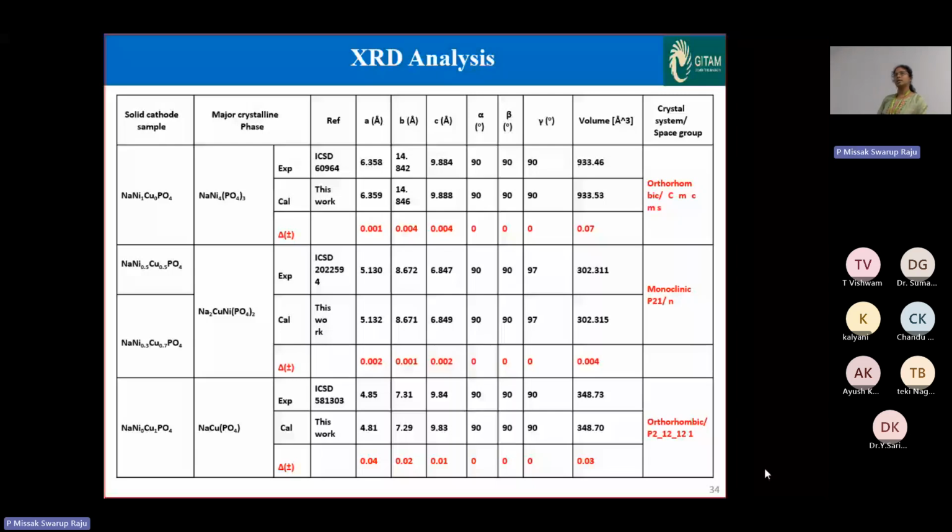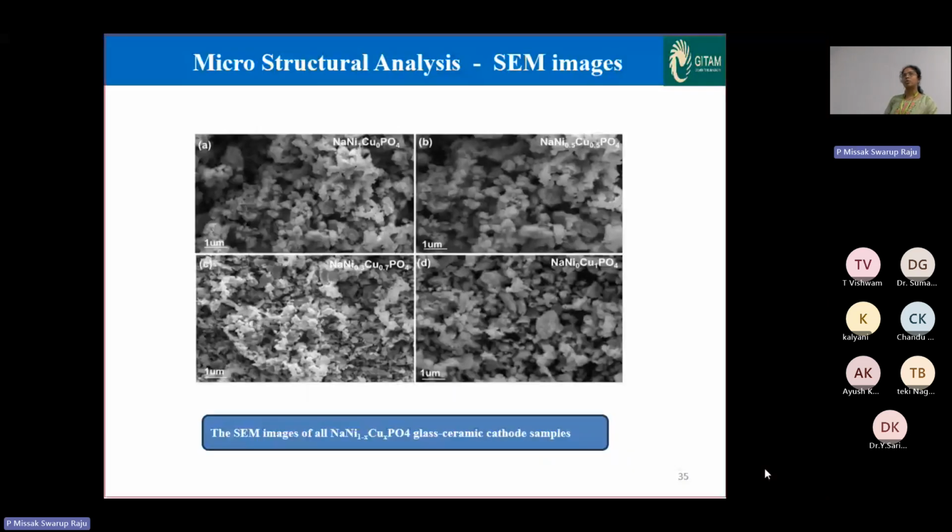For microstructure analysis, we used a scanning electron microscope. We observed previously that in nickel, some interconnected grains appear. Coming to copper, the grain interconnection increases. But here I took both combinations, nickel and copper. Automatically, the grain boundaries and the interconnection of the grains increase. You can observe this at x equal to 0.7, in figure C, where agglomeration also increases. The particle size is also measured in this SEM analysis.